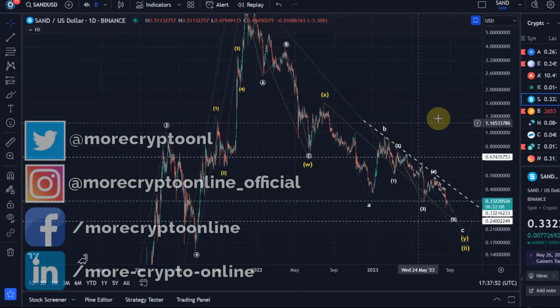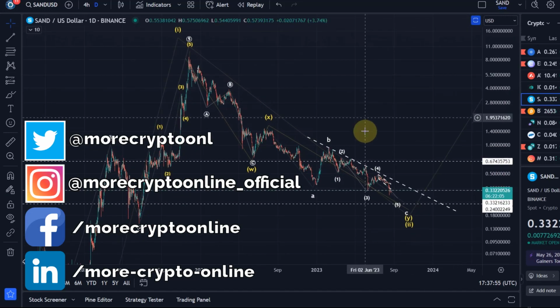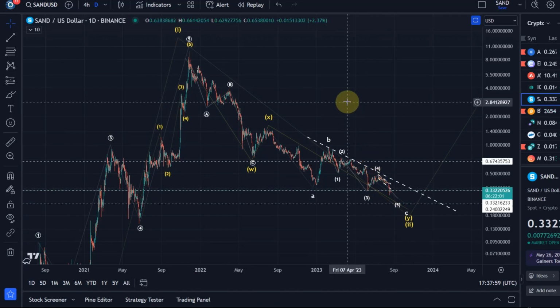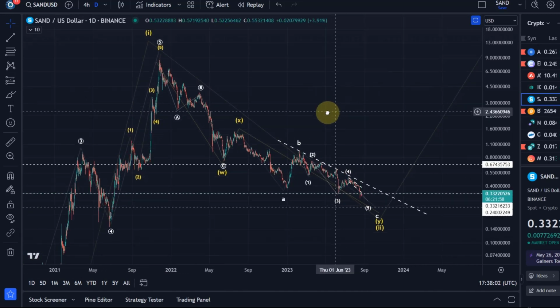Sand is currently following our latest projection. In the last video we talked about another low being very likely. It made that one more low here. It doesn't show any strength. There is currently no confirmation that a lasting low is in place.